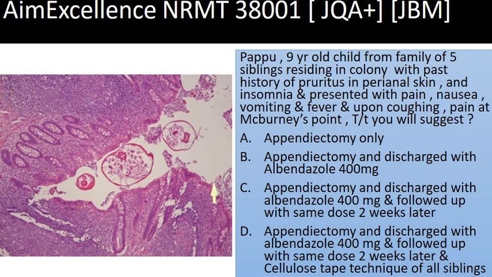So, Pappu, a 9-year-old child from a family of 5 siblings residing in a colony, with past history of pruritus in perianal skin and insomnia, presented with pain, nausea, vomiting and fever, and upon coughing, pain at McBurney's point. Treatment you will suggest? So this particular trunk of the question is actually pointing towards a case of appendicitis.